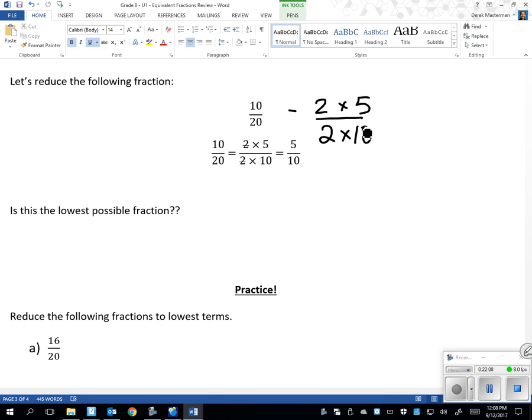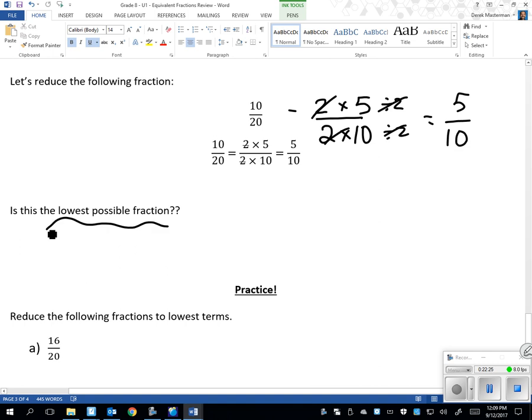So what can I divide the top and the bottom by right now? Yeah, I can get rid of this multiplication by 2. If I divide the top and the bottom by 2, I'm getting rid of the multiply by 2. What's left? 5 over 10. Now notice my question here. Is that the lowest possible fraction? No.